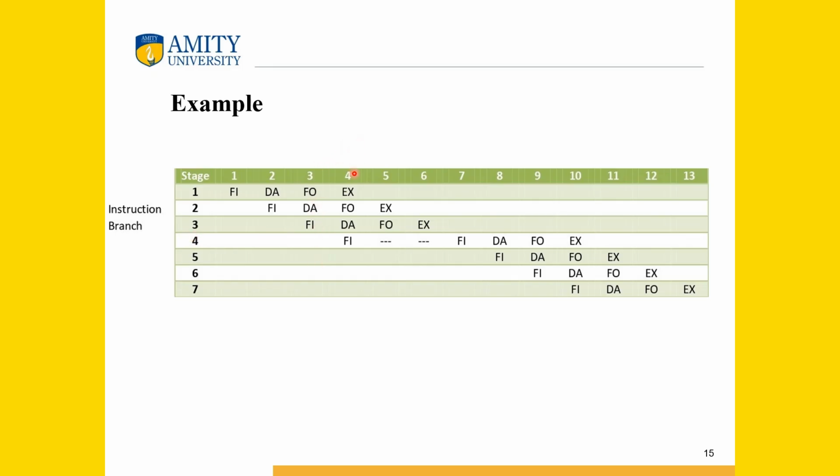We go to the fourth segment where the first instruction has been executed. For the second instruction, we are getting an operand. In the third instruction, we are decoding it, and in the fourth one, we are reading it. After the execution, in the fifth segment, we have executed the second instruction.